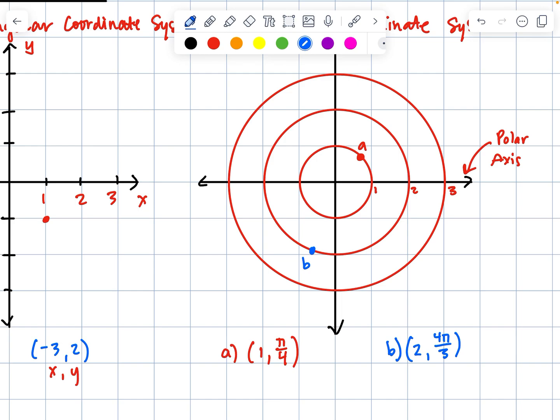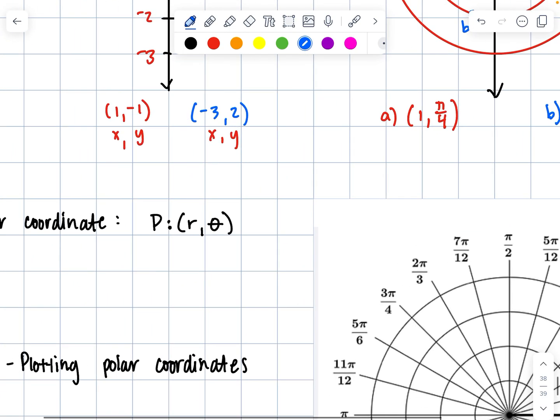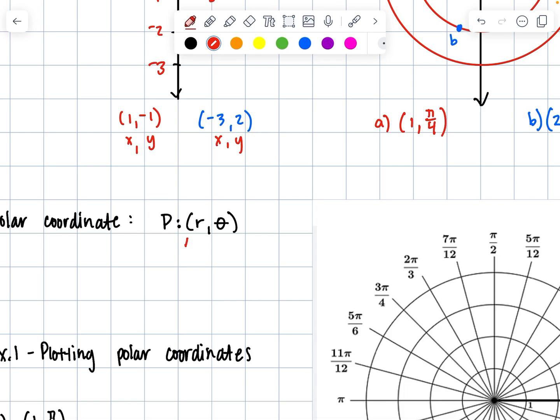The first value is always going to be pretty much a whole number or some numeric value. Then the second number is going to be measured in radians. So this is pretty much like a terminal side. So whenever we do this, think of this as like a radius, and think of this as radians or terminal side.